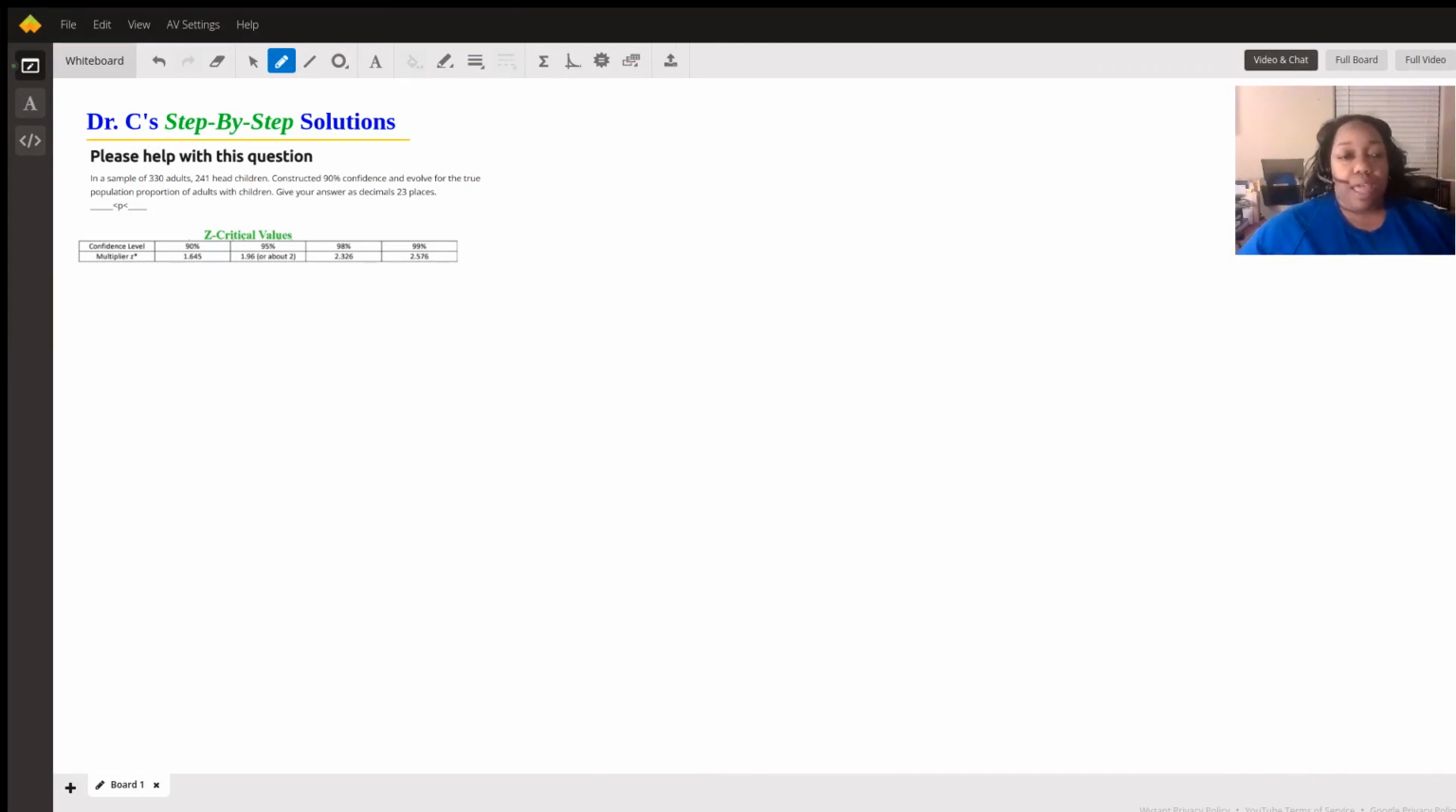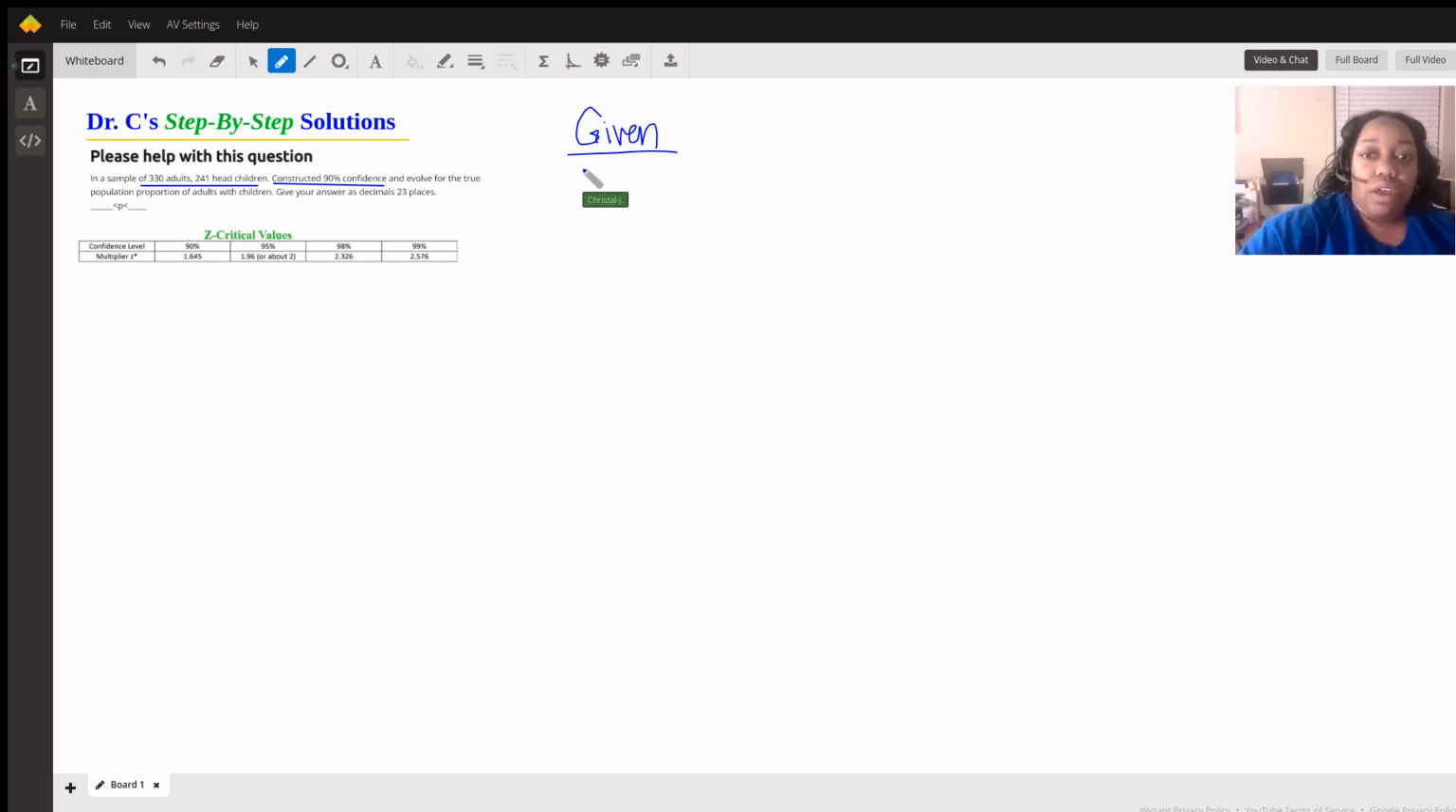So first things first, we have this question. It says on a sample of 330 adults. It distinctly gives us our sample size, and then it gives us our X value. We are to do a 90% confidence interval. And that's essentially all it gives us, which doesn't seem like much, but that's all we need to solve for a question like this.